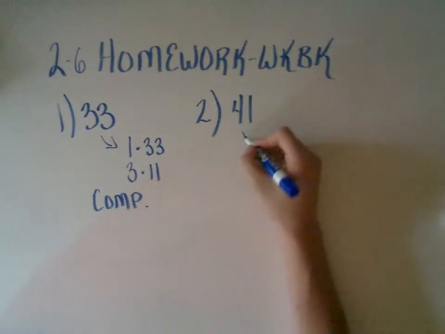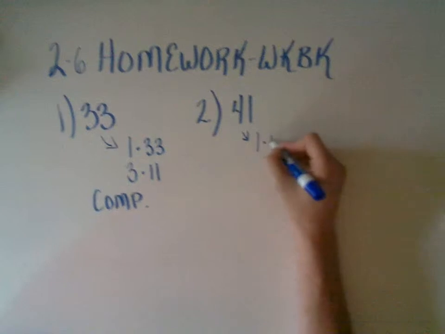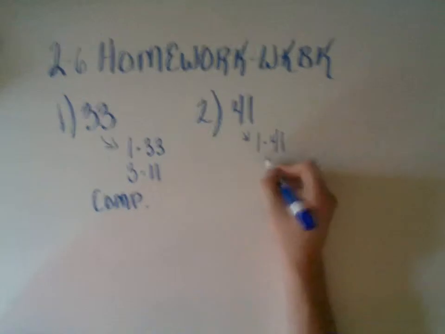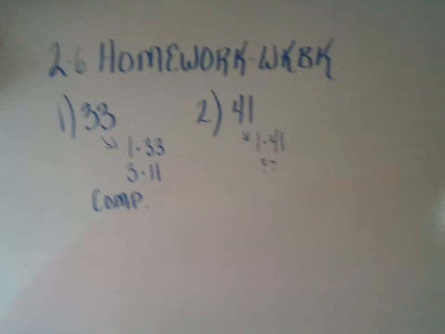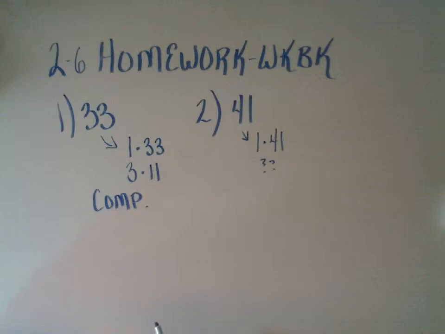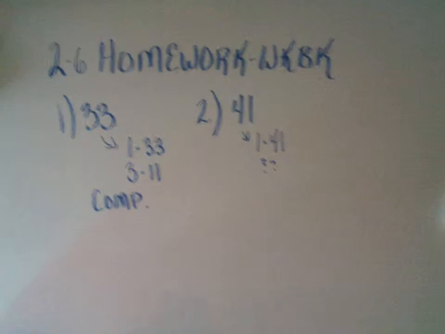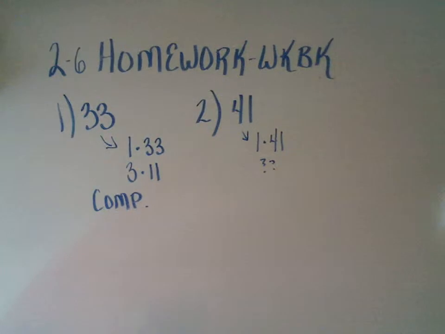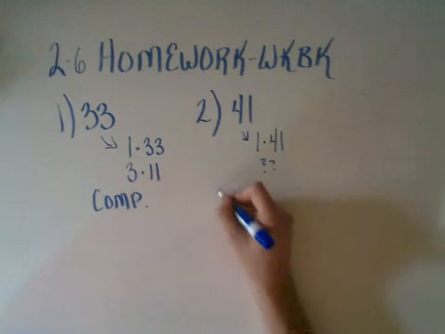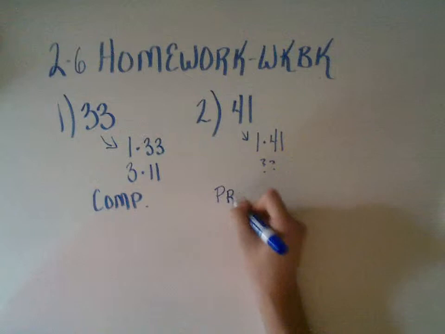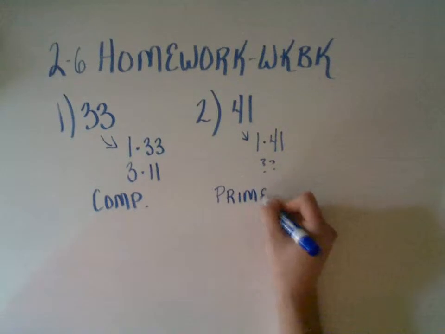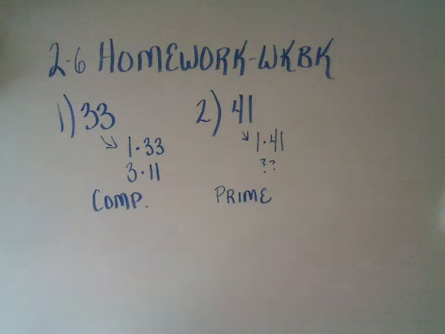Now with 41, you've got 1 and 41, but what else? Well, there's nothing else. You can go through the list. You know the even numbers aren't going to go in because 41 itself is not an even number. 3 isn't going to work. 7 isn't going to get in there. 13 isn't going to get in there. 17 isn't going to get in there. There's none of those other numbers that are going to fit into 41. And so that makes it a prime number, in that the only way to make 41 in terms of the positive integers is 1 and 41.